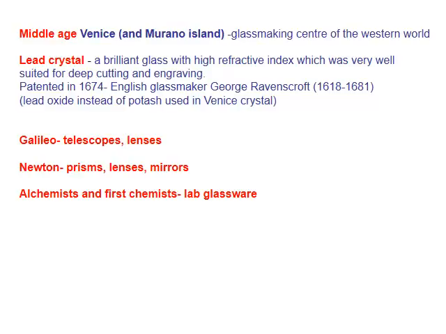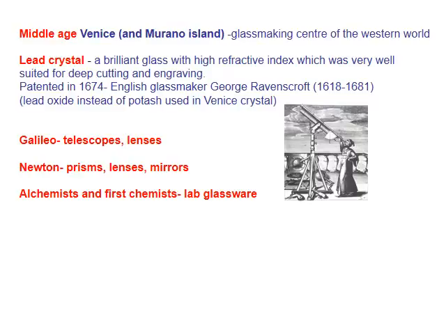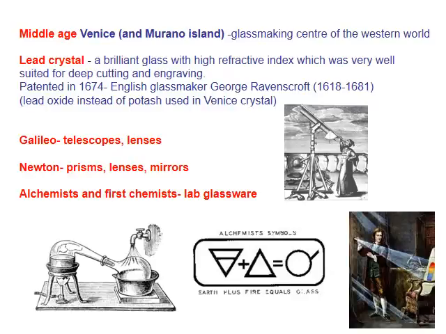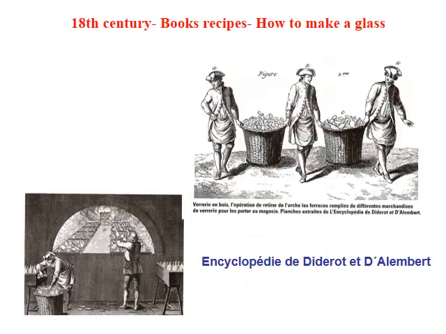After that, we have some glass makers you probably have heard about. The telescope and lenses developed by Galileo, the mirrors, lenses, and prisms developed by Newton, and all the lab glassware developed by the alchemists. These are some more images from the Encyclopédie. To understand the caption, you will need to practice your French.